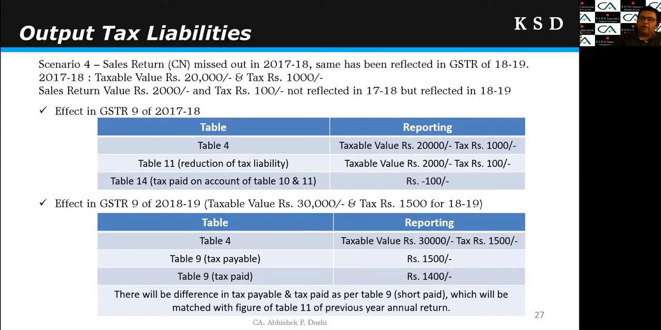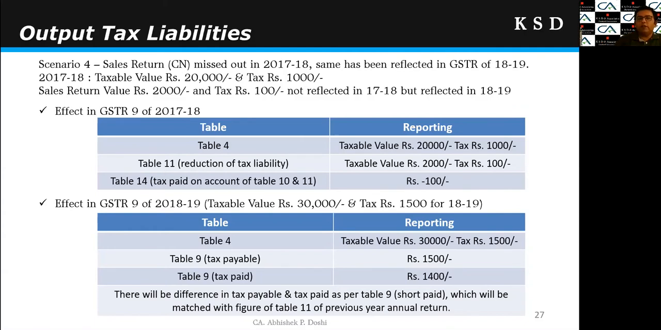In table 4, I will reflect a taxable value of 20,000 and tax of rupees 1,000. While in table 11, I would reduce the liability by reflecting a taxable value of rupees 2,000 and tax of rupees 100, because it is a reduction in tax liability reflected in the next year, right? So table 4 and 11 net of will be tallied with my books of account.